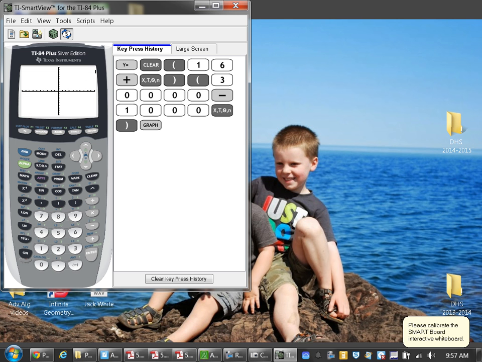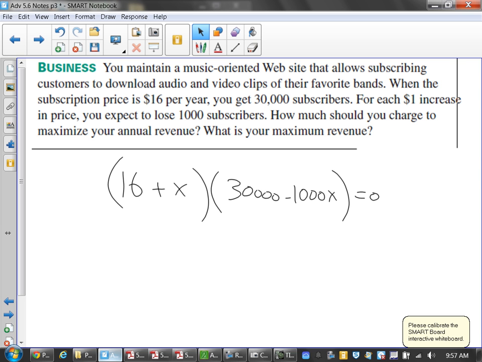Go to your graph. You're right. You don't see it. But let's think about what you know. What's one of the zeros? It was at -16, right? If you go back and look at it, I know that one of my zeros will be at -16. You agree? Yes. All right.